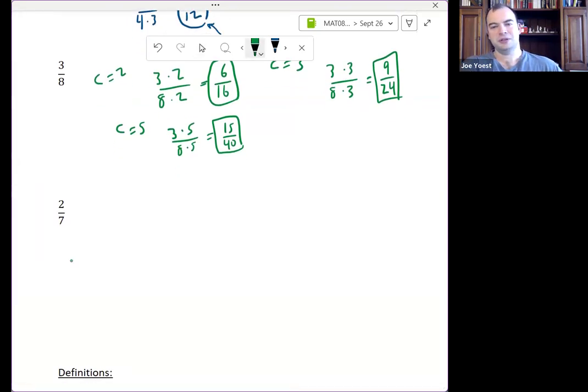And if we look at 2/7, again, we could do a similar thing. Pick some different values of c, maybe c equals 10.